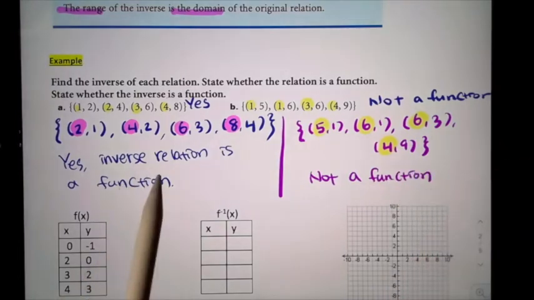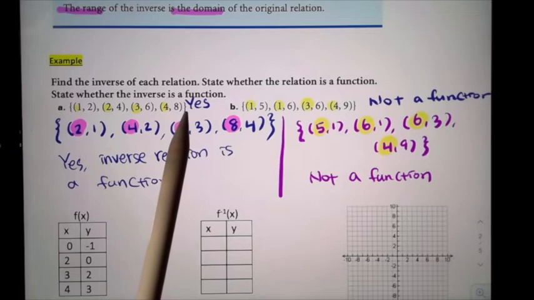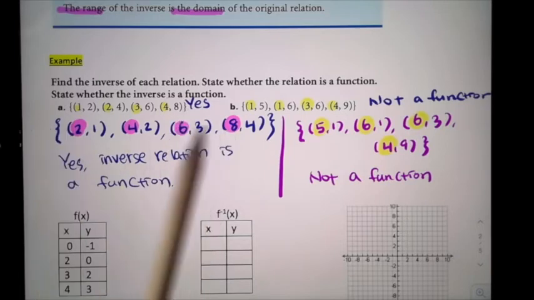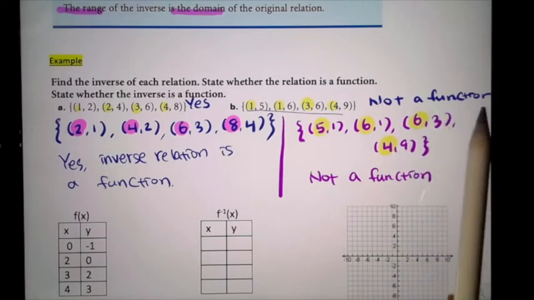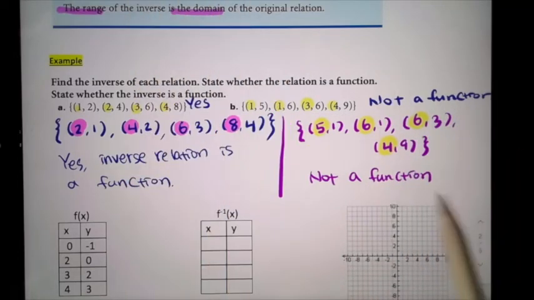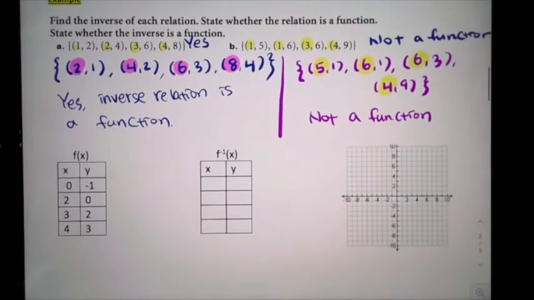So for this one, the original was a function and the inverse is a function. For B, the original was not a function and the inverse is not a function, but there is no correlation for that. All right, so we will figure that out. So that's an example.